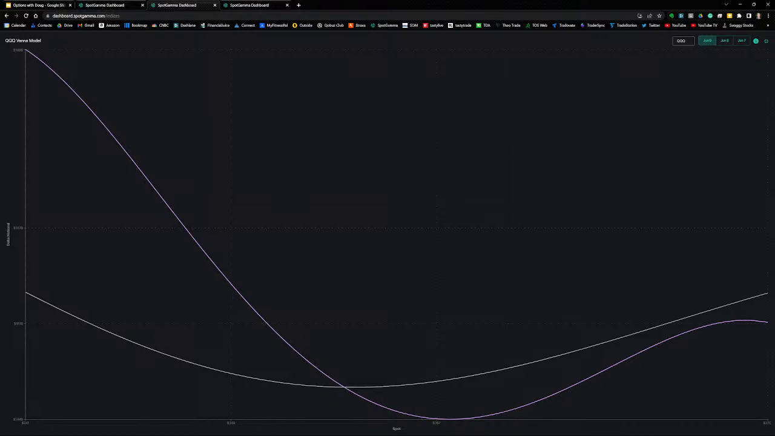Let's see where QQQ is trading right now. Right around 355. So right around here. So this is showing there's a slight tailwind. If we look at the purple curve, market makers' delta notional will decrease slightly as price approaches 357, 358. So market makers may be able to buy back a little bit of short futures. But on the other hand, there's a pretty substantial headwind to price. They will need to sell futures to hedge delta exposure if price drops.